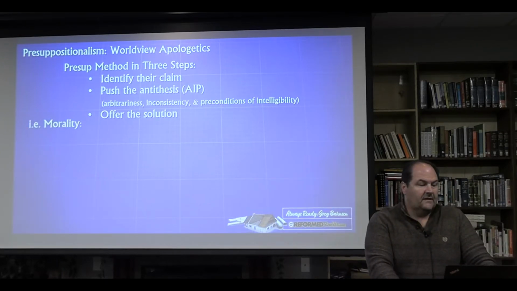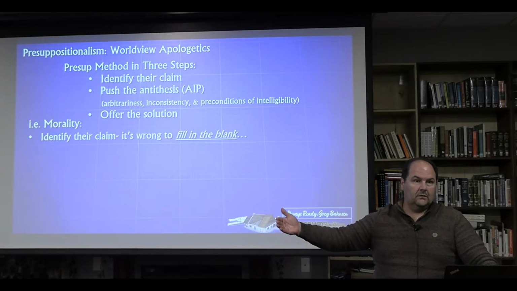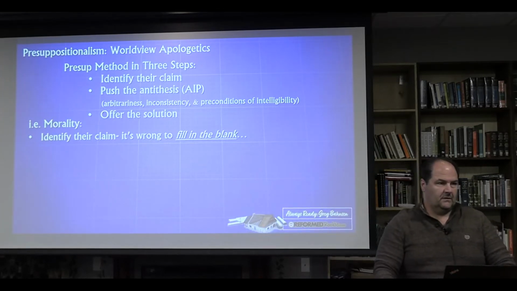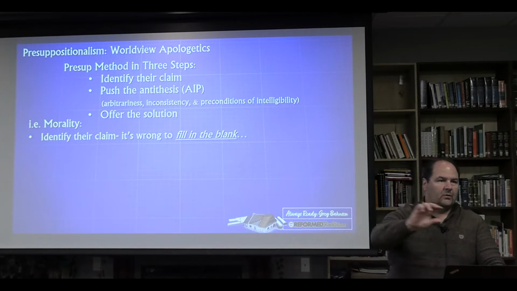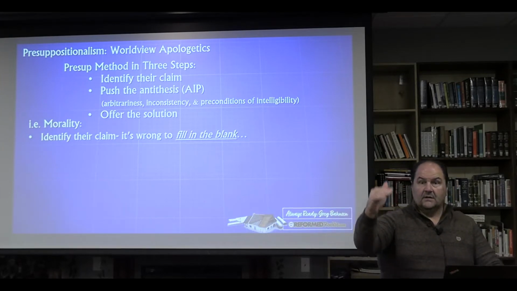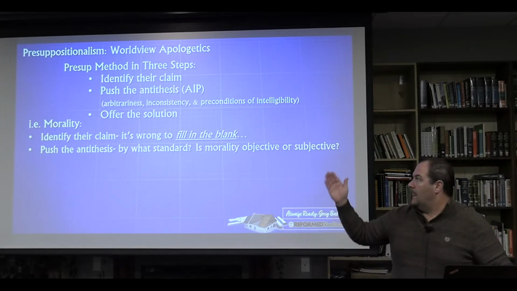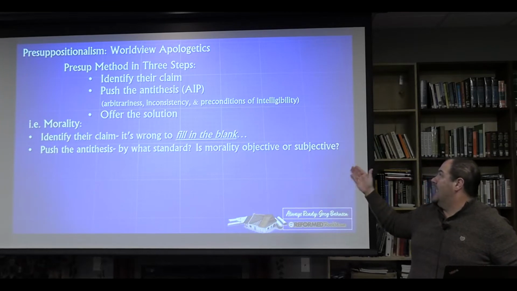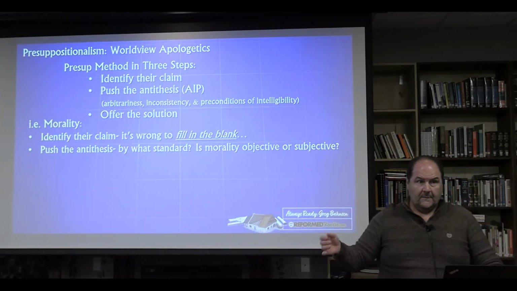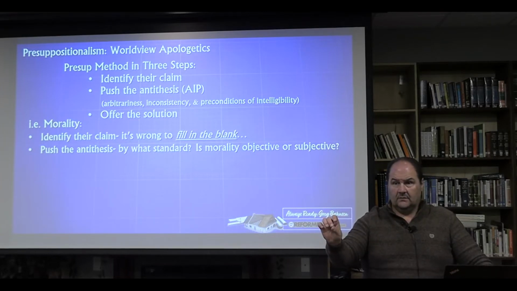So, for example, let's use morality as an example. We are going to identify their claim. It's wrong to torture babies for fun. It's wrong to own slaves. Again, now we know that we're dealing with morality. So we're going to hone in on that. We want to push the antithesis. By what standard are you using? Is morality objective or subjective? Now, who wants to tell me what the difference between objective and subjective is?